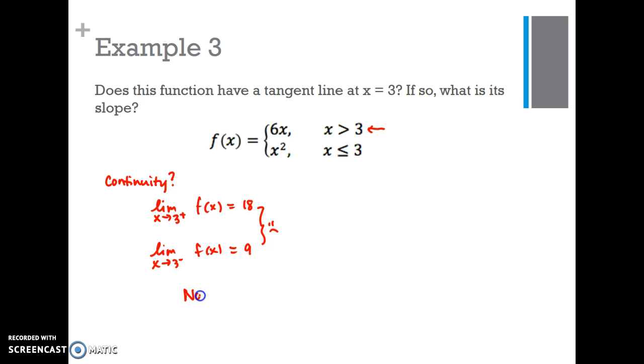So no, you don't have a tangent line because you don't even have a continuous function. If you take a look at a picture of what we're dealing with, it's a jump discontinuity. It doesn't have to be a jump. It could also be a hole. But if there's any type of discontinuity at all, then you can't write an equation for a tangent line. Your function does not have a tangent line at a discontinuity. So stop. Don't do any more calculus. You already know that you can't do it.